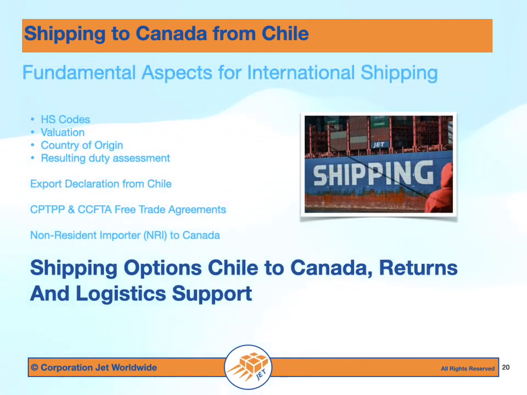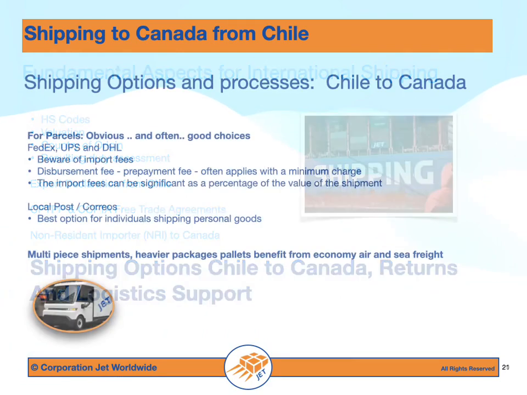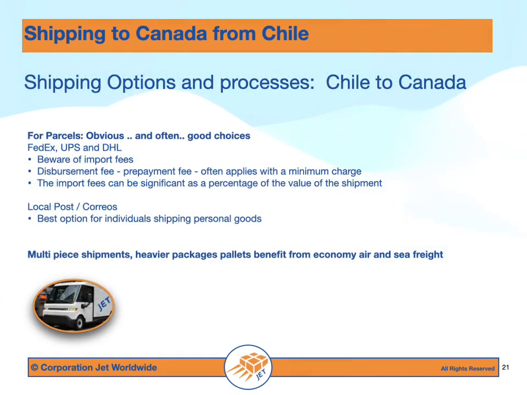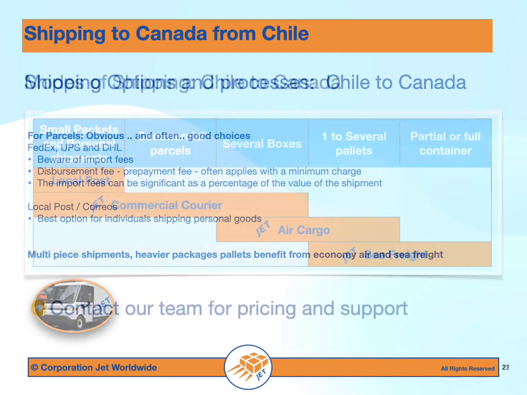Shipping options: Chile to Canada and North America, returns and reverse logistics. The international parcel shipping options from Chile include the obvious choices of name brand couriers: FedEx, UPS, DHL, and the local post. In general, Chile's local post options are best for individuals shipping personal packages. Contact our team for details on shipping commercial packages and cargo.